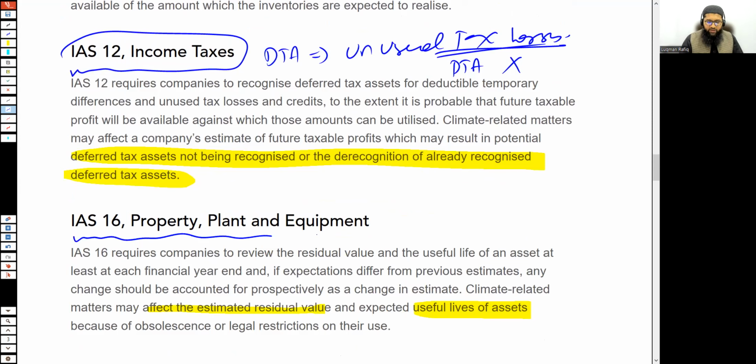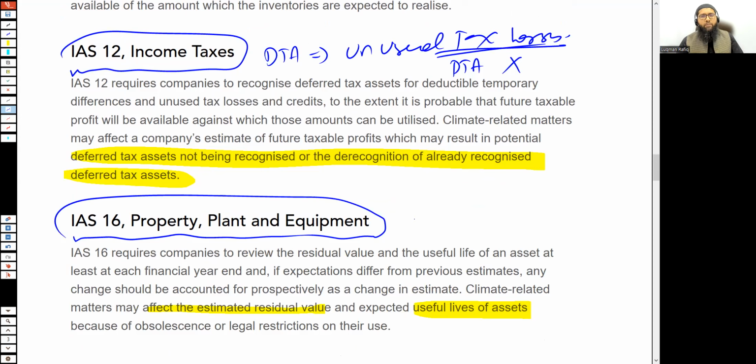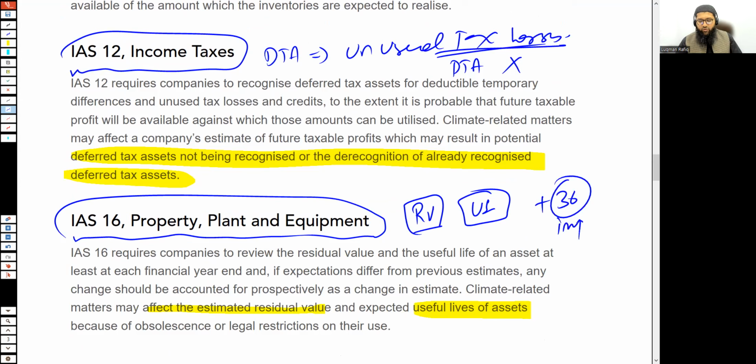The next is about IAS 16, property, plant and equipment. Now there are multiple things with respect to IAS 16: the residual value of the asset and the useful life of the asset. Plus, you could add IAS 36, which is the impairment of assets, because ultimately it's the non-current asset that's being measured. So in case you are using a non-current asset and there is a change, let's say the company manufactures diesel engines and there is a change in the regulations which says that these diesel engines need to be discontinued in 2 years.